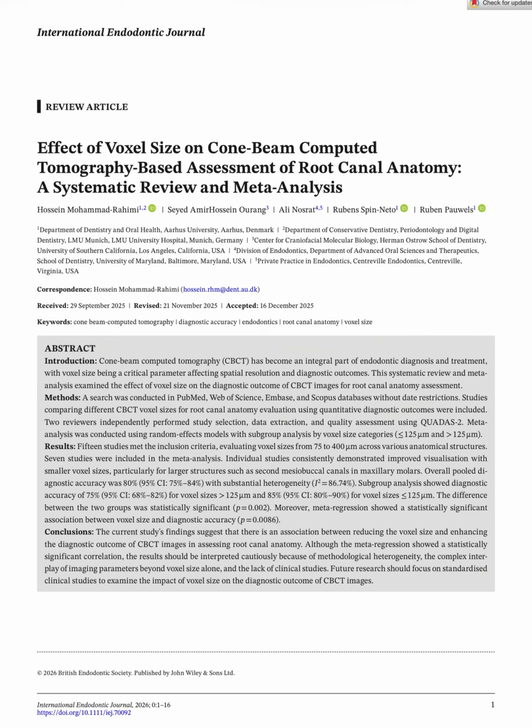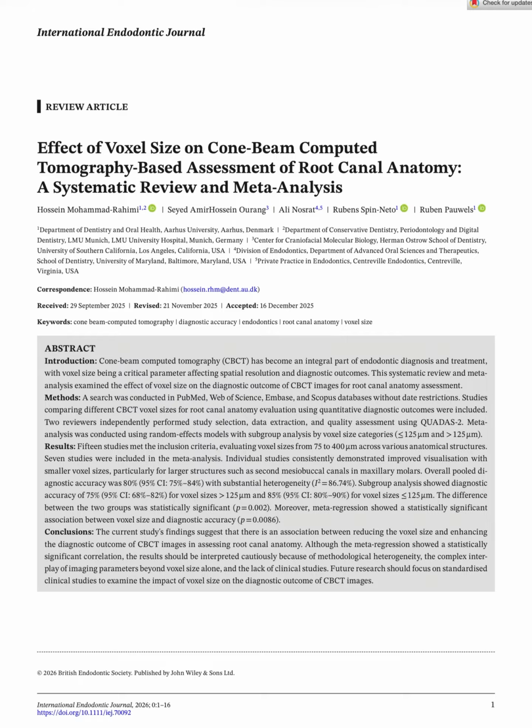On all data points combined, voxel size shows a significant negative association with diagnostic accuracy, meaning smaller voxels were associated with higher accuracy. Within each subgroup, this association was no longer significant, suggesting most of the gradient lies across, not within, those broad categories.